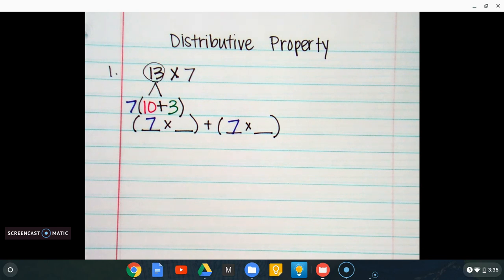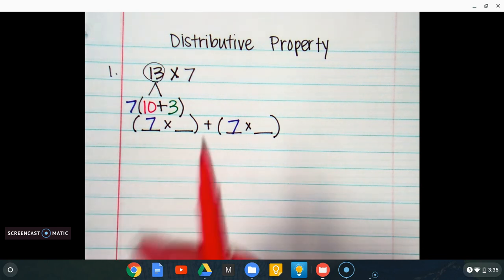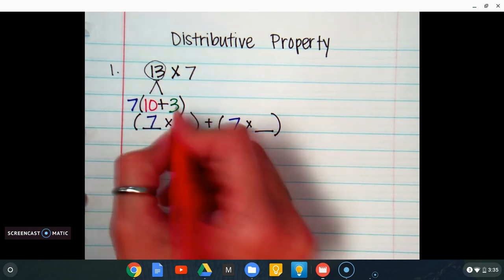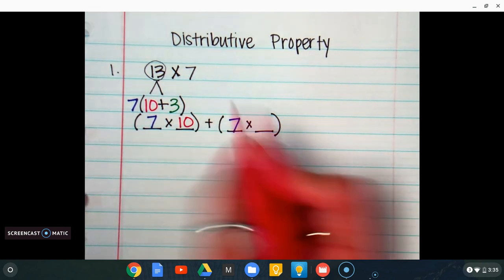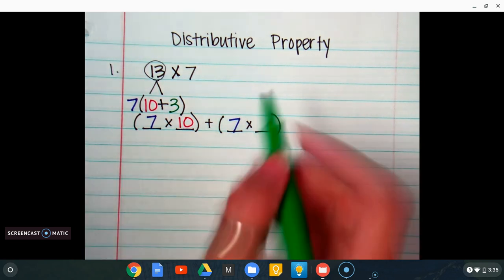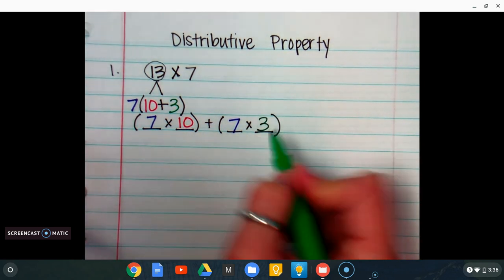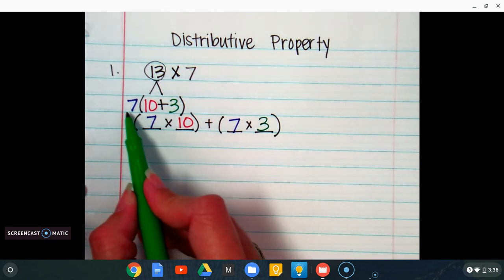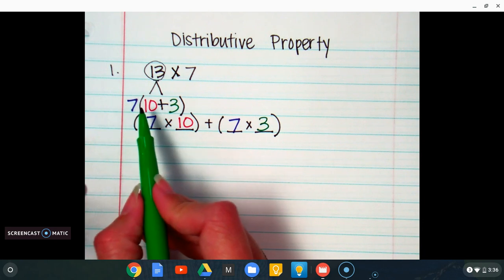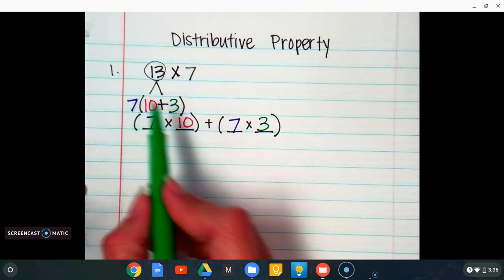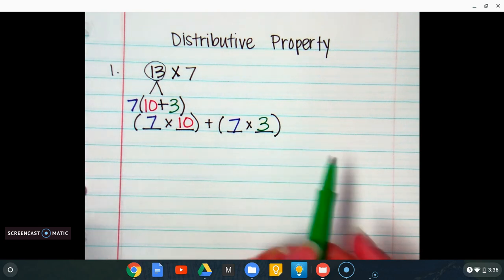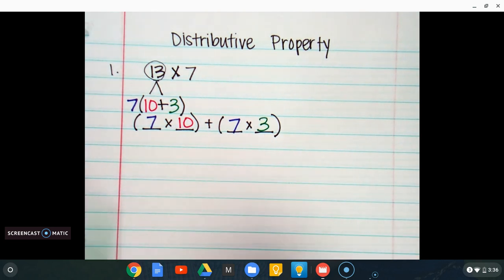So the first number that we're adding goes into the first set of parentheses. So the first number that I'm adding is 10. So I'm going to put a 10 in the first parentheses. The second number that I am adding is 3. So I'm going to put the 3 in the second parentheses. So I have 7 times 10 plus 7 times 3. All 3 of those numbers need to be in the equation below. 7 times 10 plus 7 times 3.